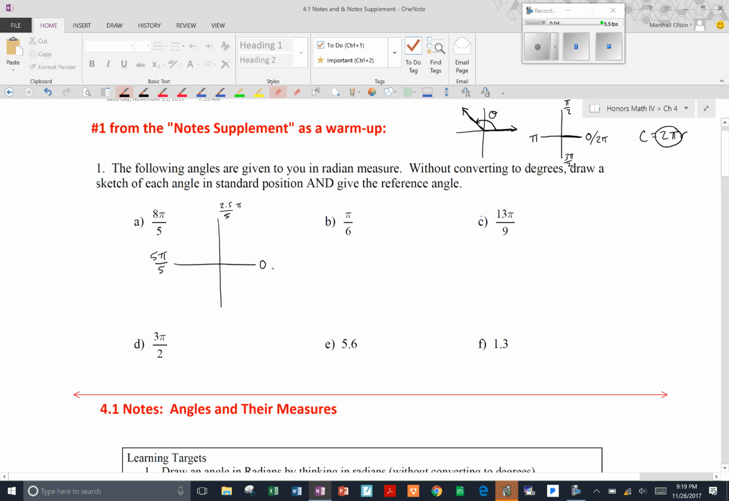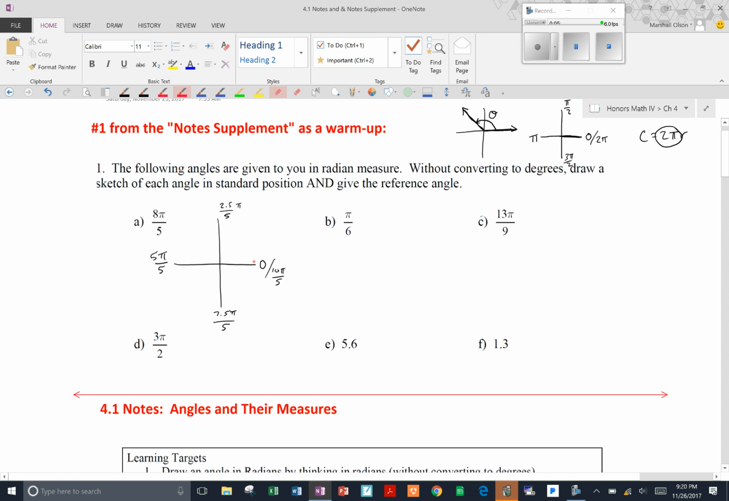And all the way around would be 10 pi over 5, which is equivalent to 2 pi. And then between 5 and 10 would be 7.5 pi over 5, or you could add these two to get that numerator there. Okay, now I know it's not great to have the decimals in a fraction there, but we're just trying to get an idea of where this 8 pi over 5 would be.